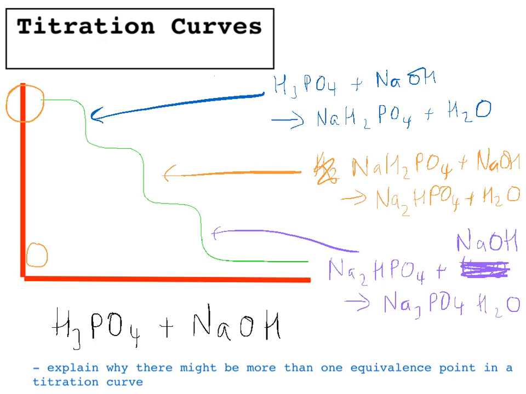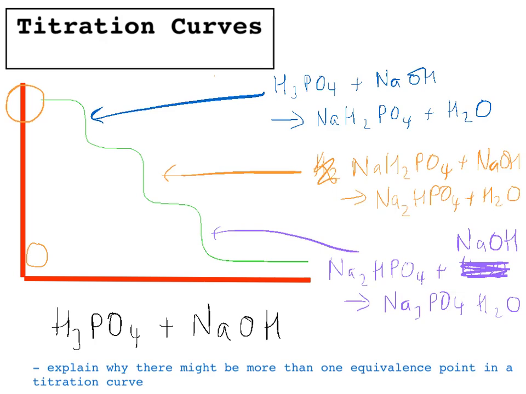Okay, so here we've got three reactions happening, each time one hydrogen being displaced by a sodium. So here, the first one, we've got H3PO4 plus NaOH making NaH2PO4 plus H2O, then another sodium displacing another hydrogen to make Na2HPO4 plus water. That's our second equivalence point. And our third equivalence point, we've got the final substitution to give what we would normally give as the final products of this reaction.